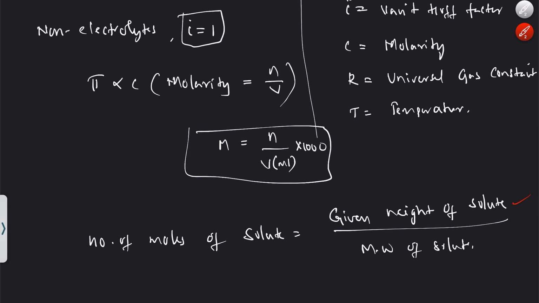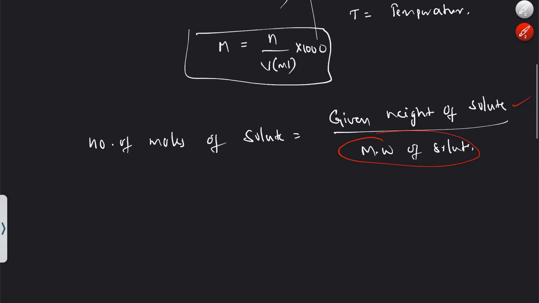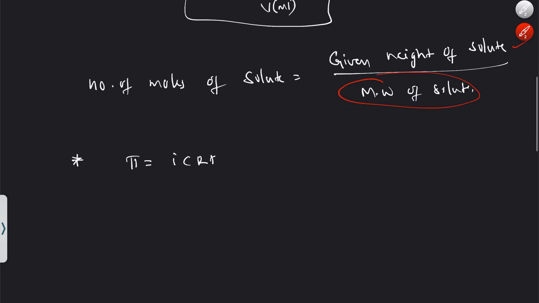Then what is making the difference? It is molecular weight which is making the difference. So finally, what do we have? We have π, which is osmotic pressure, equals iCRT, and in the place of C we have taken n by V into 1000.